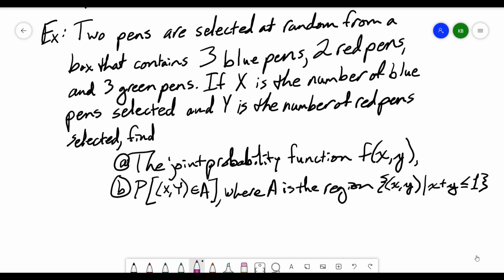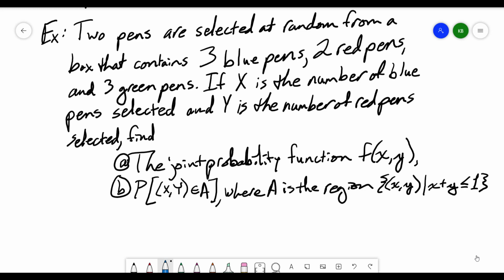Let's take a look at an example. So we have two pens being selected from a box that contains 3 blue pens, 2 red pens, and 3 green pens. And the pens are being selected randomly. So we're going to have x is the number of blue pens selected, and y is the number of red pens selected. So let's first take a look at what our limiting factors are going to be on our random variables.